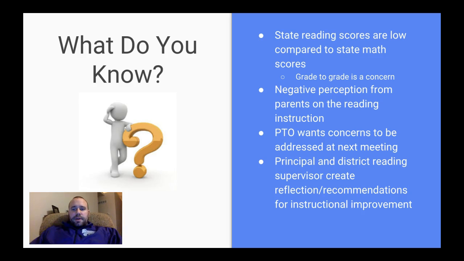Negative perception from parents that they have on the reading instruction that's going on at the school. And then the PTO wants these concerns addressed at the next meeting. And the principal and the district reading supervisor go about creating a reflection, also recommendations on how to improve the instruction that's taking place in the classroom.